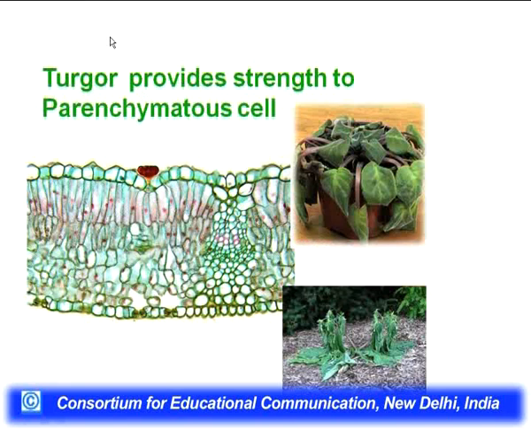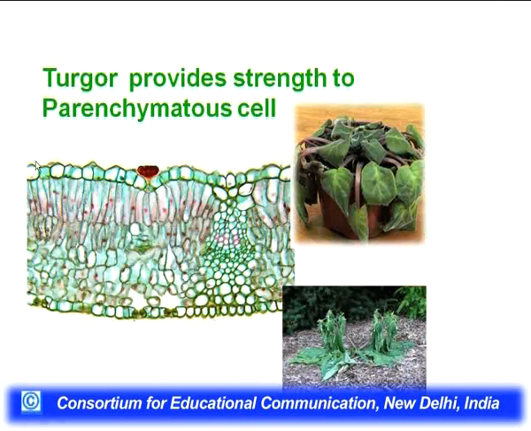And I told you a few minutes back, the very important feature of a parenchymatous cell is that its strength comes from the turgor pressure. This is a cross section of a leaf. Many leaves have very good strength, they can take up the wind pressure. Many times it is very difficult to tear them off. Even if you can tear them easily, they are quite strong, they can stand erect against gravity.